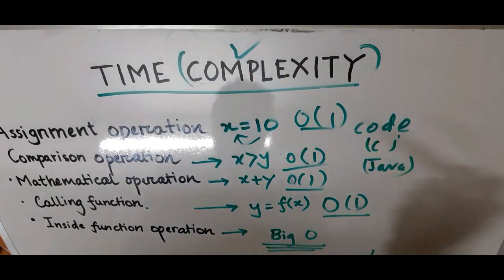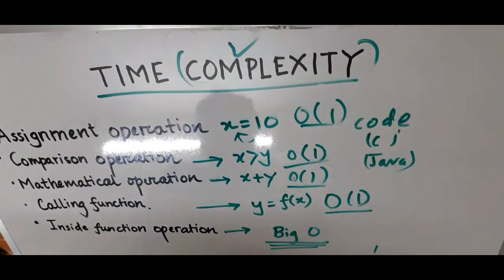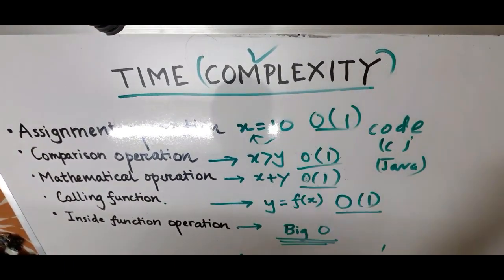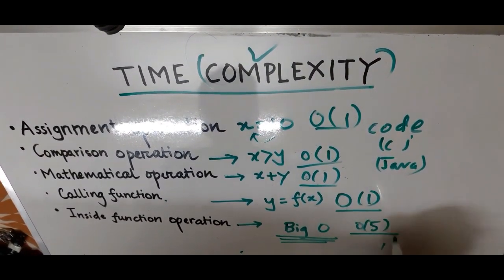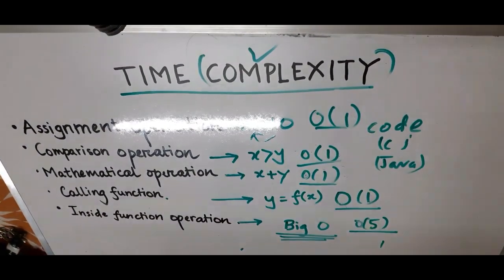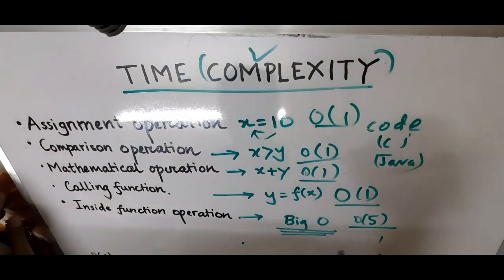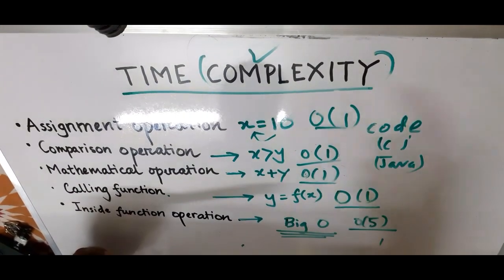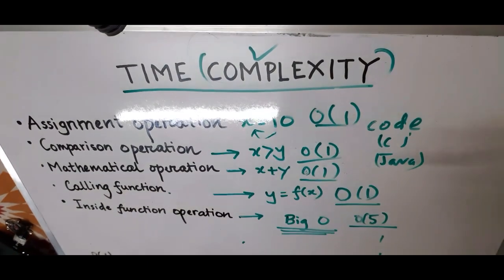So now there is a question. Let's say if we perform 5 operations, are we going to have O of 5, big O of 5, as our complexity? This is the question that we are exposed to, right? You might be having the same question. So this question will be answered in the next problem that I am going to illustrate.